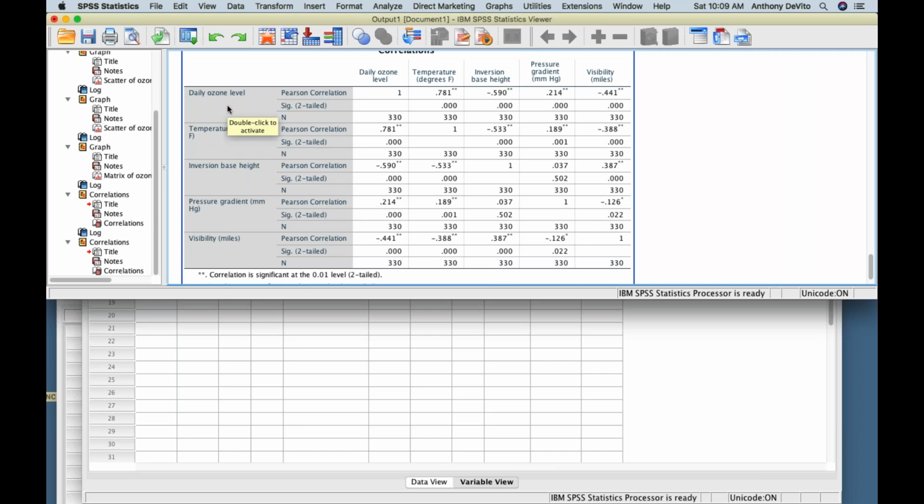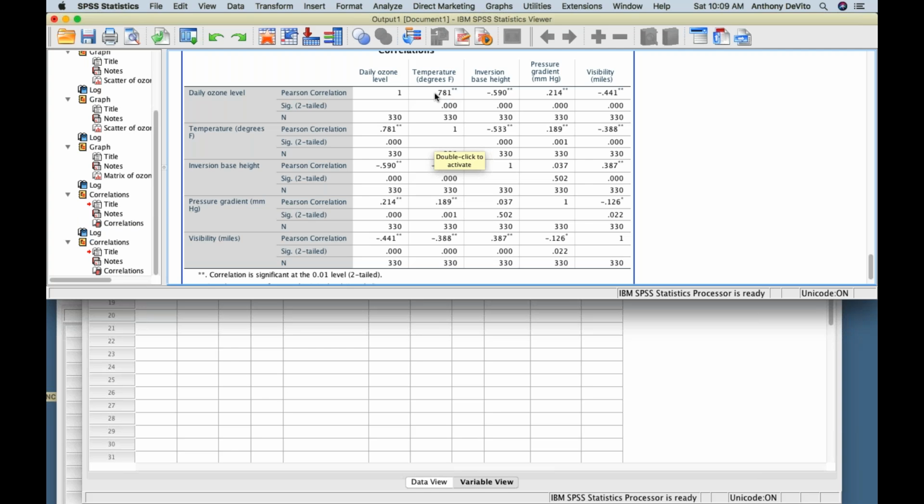Okay, daily ozone level versus daily ozone level. That's a Pearson's correlation of 1. Well, we're comparing it to itself, aren't we? So I just loaded all of them in there at once so I could test the correlation values for all of these variables against each other. So daily ozone level, the correlation is 1. Since I'm comparing it to itself, you would expect it to be 1, right? It's the same number.